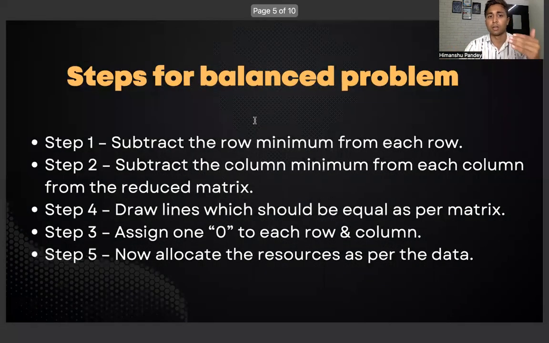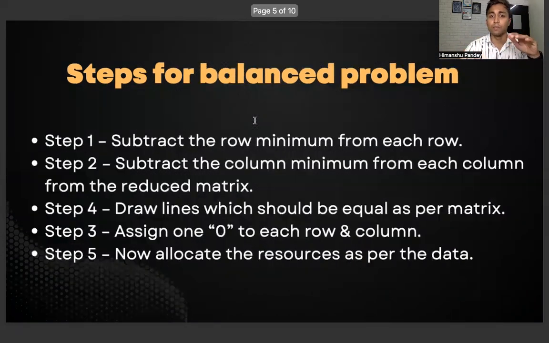So let's try to understand the steps of the balanced assignment problem. The first step is to subtract the row minimum from each row. Then the second one is to subtract the column minimum from each column of the reduced matrix. The third one is to draw lines, which should be equal in number as per the matrix. There is a mistake between steps 3 and 4, this is up and down, so I will correct this in the PDF. Then the fourth one is to assign a 0 in each row and column. Then the fifth one is to allocate the resource as per the data.